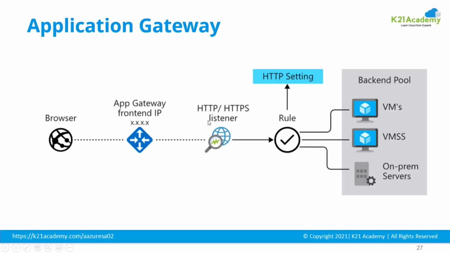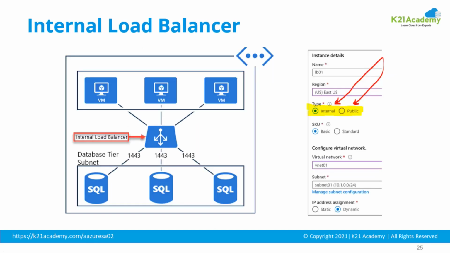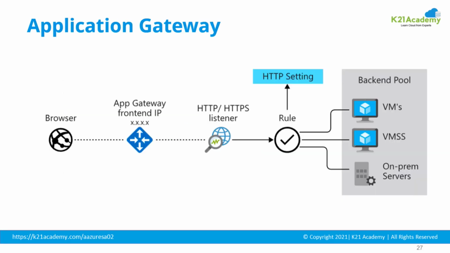Now there is another load balancer which we call application gateway, which works on layer 7, which we'll talk about in the next lesson. If you want to create the load balancers, you can go to the Azure portal and create them. I'll show it in a minute. So these are load balancers, both TCP and HTTP or HTTPS layer 7. We're going to look at application gateway.